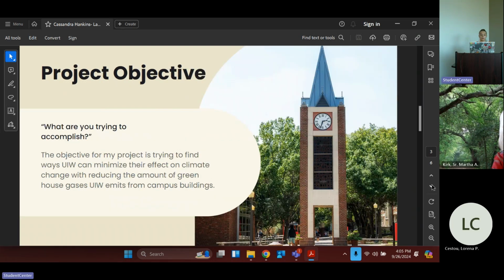The objective for my project is to find ways that UIW can minimize its effect on climate change by reducing the amount of greenhouse gases that UIW emits from campus buildings. As mentioned previously, buildings are a critical component in tackling climate change. And so I wanted to look at our very own campus and see how much of an impact we truly have on our environment through these greenhouse gases.